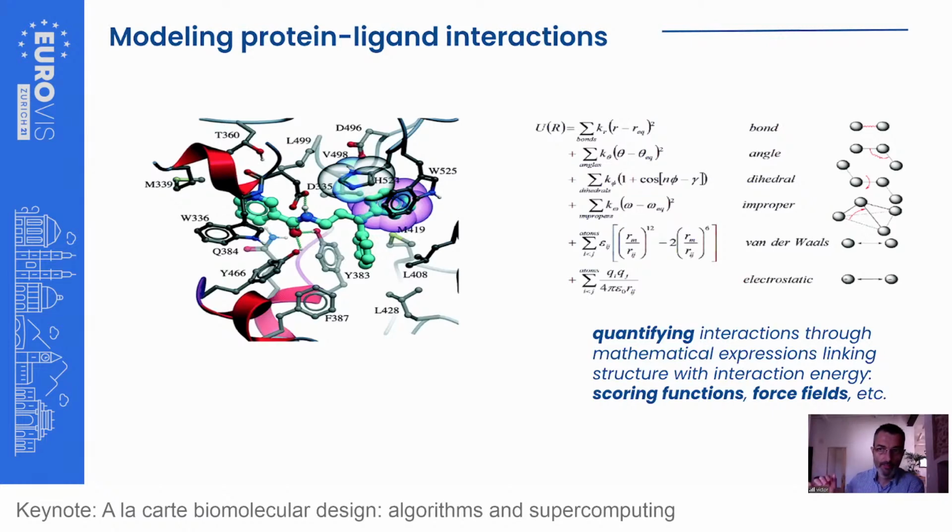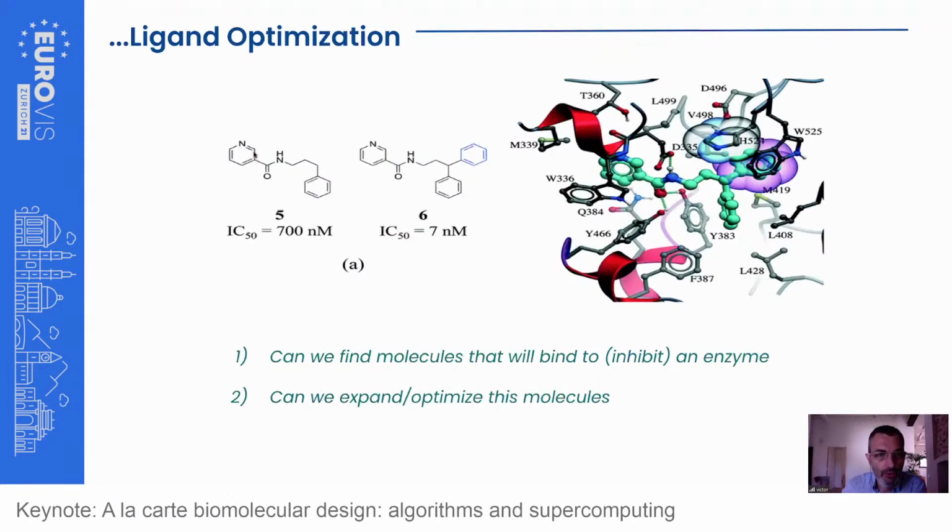Why? Because, for example, here we see two inhibitors, two molecules that have been designed by some experimental lab or pharmaceutical company to inhibit this protein. One inhibitor is 700 nanomolar and the other is 7 nanomolar. What does it mean? Nanomolar is 10 to the minus 9 molar. It's a concentration, how much ligand you need to inhibit the protein efficiently. So the first one is not too selective, and it needs more quantity to inhibit the protein.